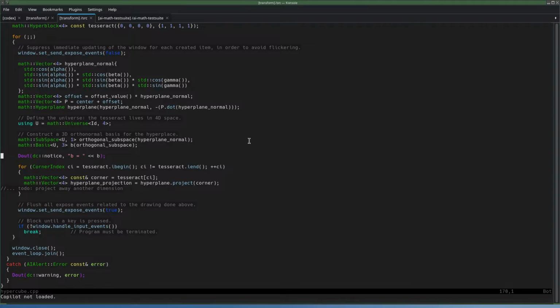Okay, so we have a bunch of angles, alpha, beta, gamma, and an offset, which are just slider values. And from that, a hyperplane is constructed. A hyperplane normal, which is a four-dimensional vector, of course, from the angles, and then a point from the center and the offset slider. And then using that, we can construct a hyperplane.